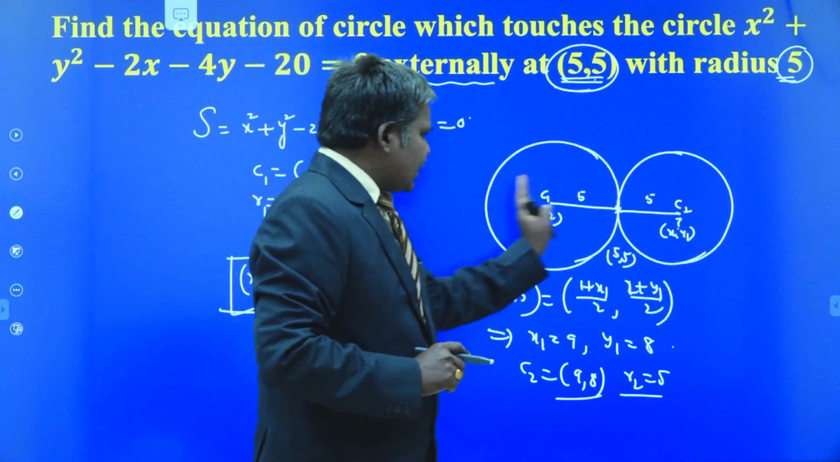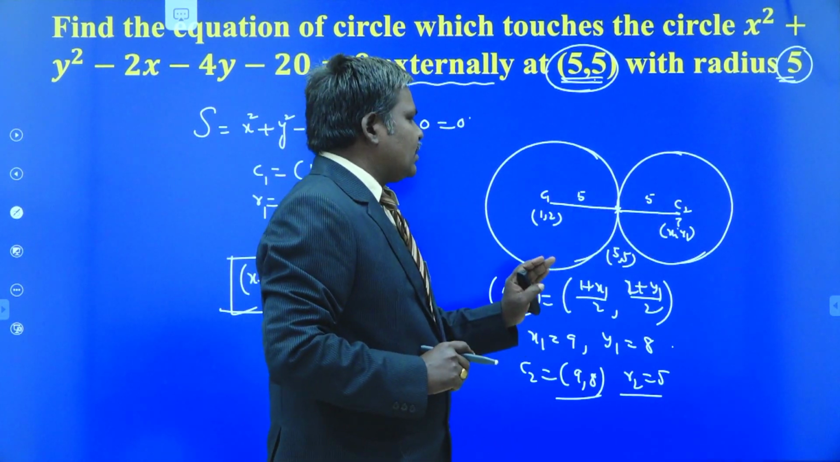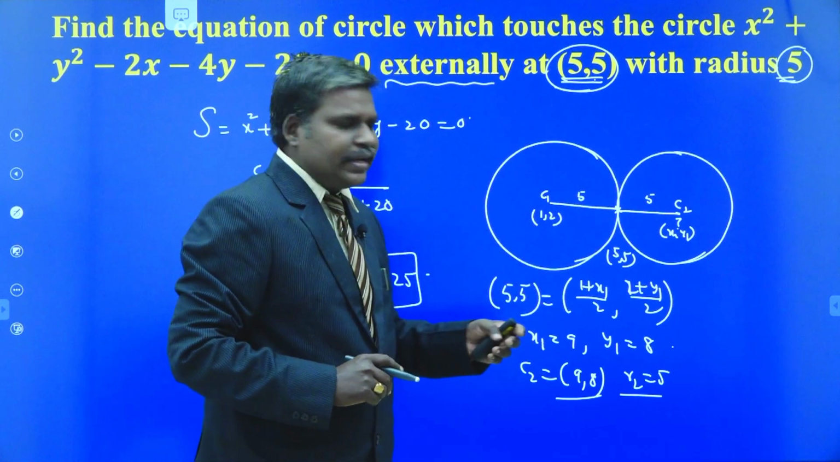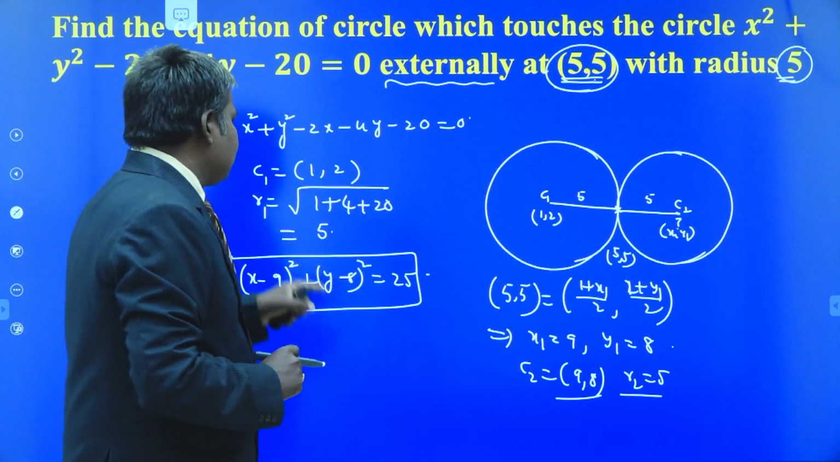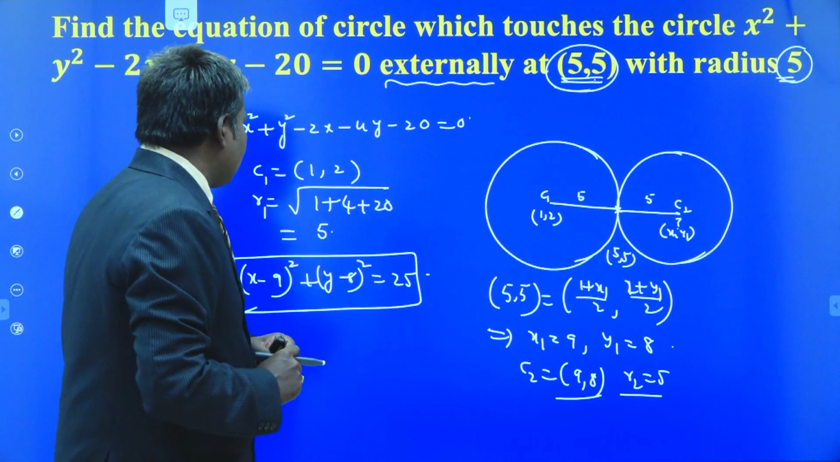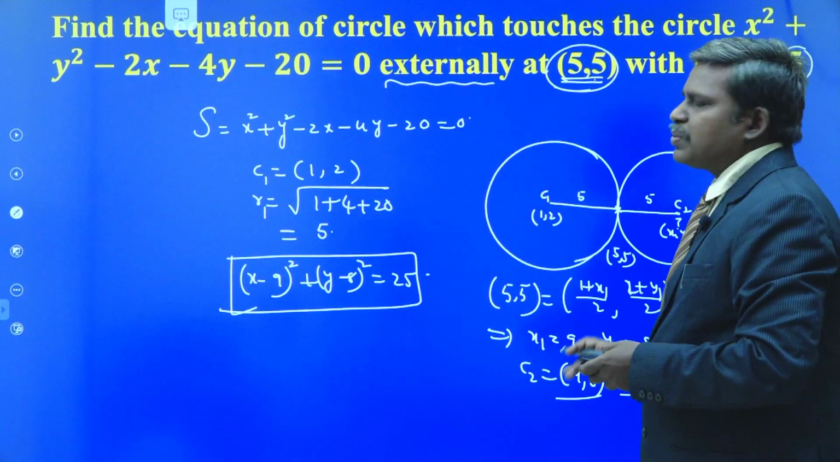Understand? So circles touch each other. You draw the figure, find where your required coordinates of the point are, just find the coordinates and proceed to write the equation of circle. This is the answer. (x minus 9) whole square plus (y minus 8) whole square is equal to 25. This is a very simple problem for you.